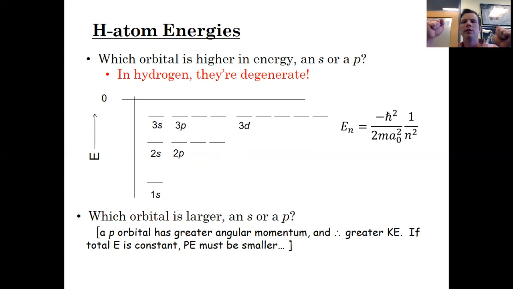How do you reduce the potential energy of an electron attracted to a nucleus? You bring them closer together. I think of it like a spring. If I stretch the spring, the energy goes up. If I bring it closer, the energy goes down. So in fact, in hydrogen, a P orbital is smaller.